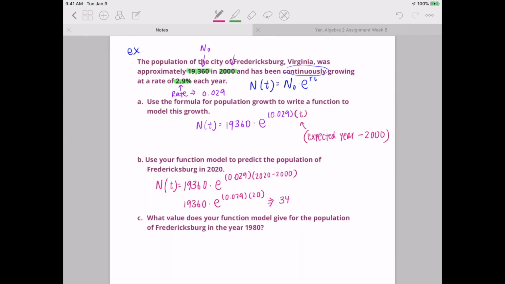34,577.7. But since we're talking about population, we have to round it to the nearest whole number because we're talking about people right here. So this would be the answer.